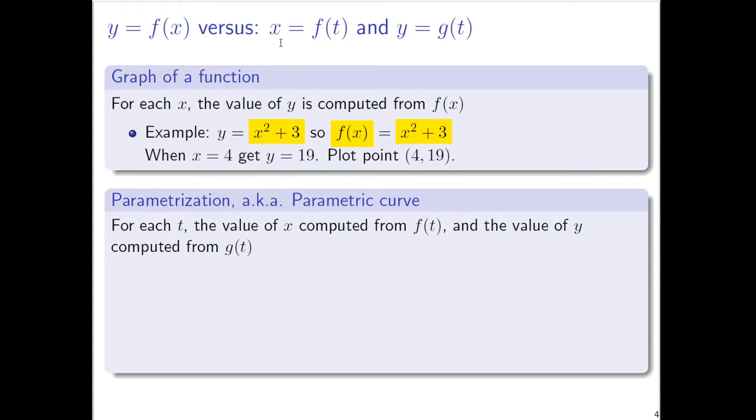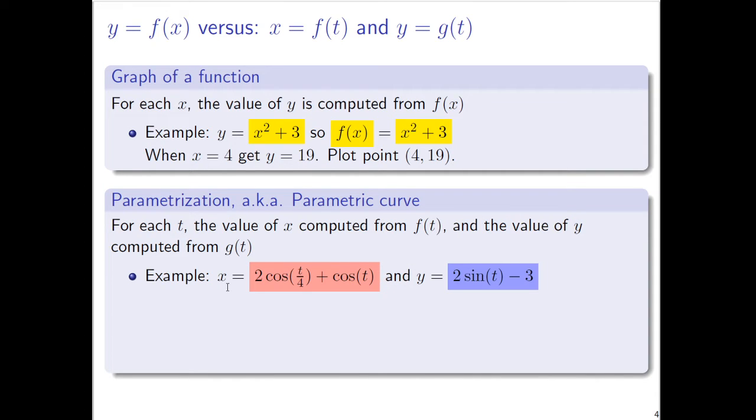The difference here, when you have two things, you have x equals, and then there's an expression involving t, and there's y equals and another expression involving t. This is called parametrization, or a parametric curve. So for each t, the value of x is computed from f of t. Notice the difference up here. The value of y was computed from f of x. And the second thing is to compute the value of y, and y is computed from g of t.